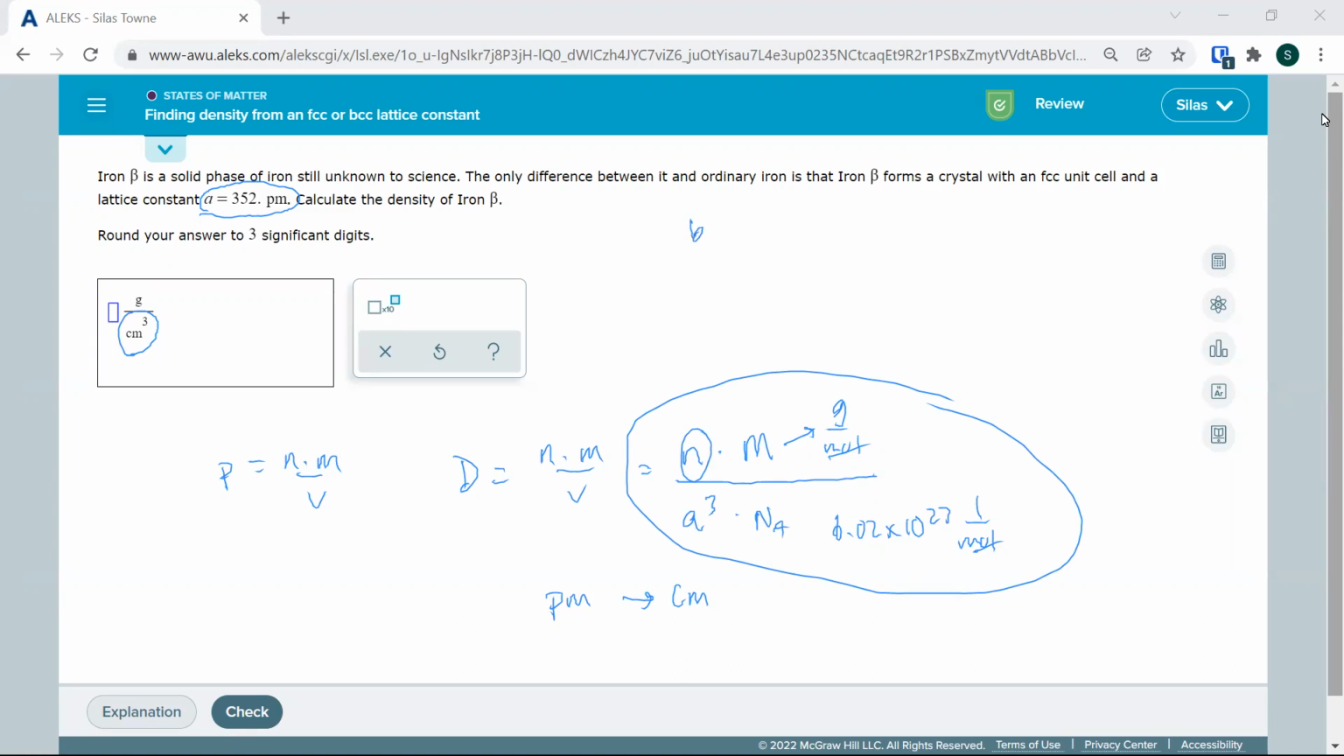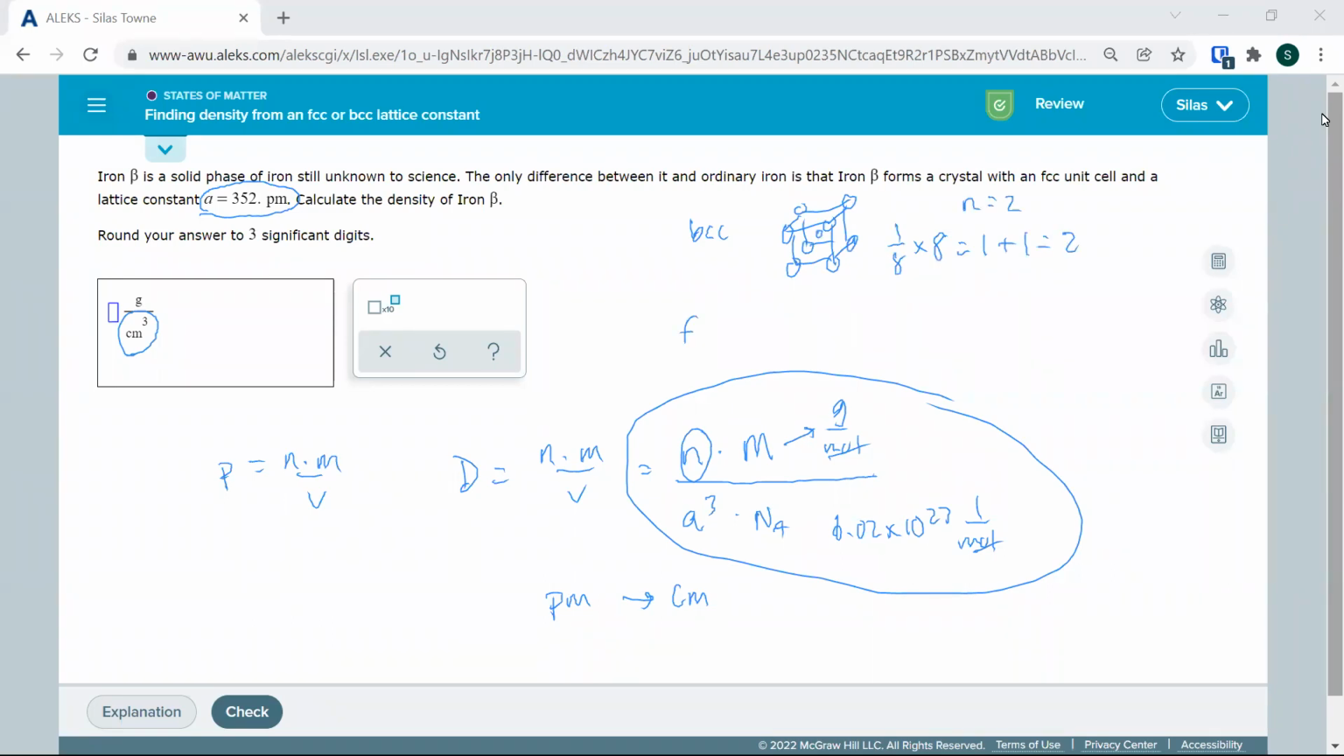We covered BCC, which was this, not the best artist here, but where we have the atoms on each corner, and then we have one in the middle. So we get that 1/8 of each atom on the corner times 8 of them equals 1, and then plus 1 in the middle. So we have N equals 2.